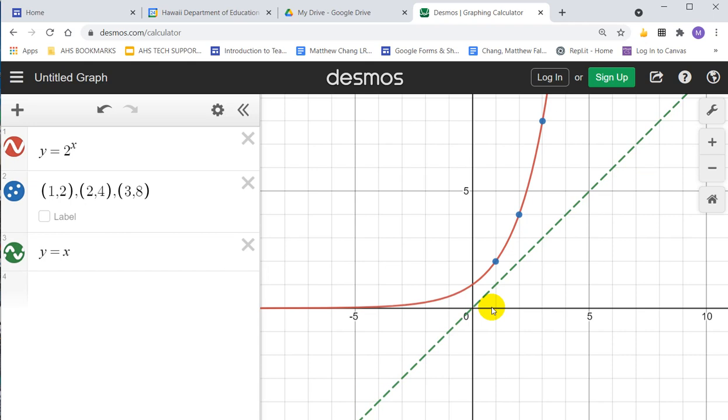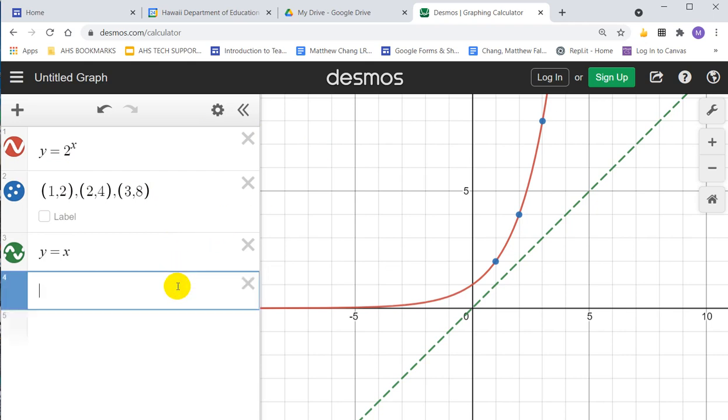So let's say what we want to do is find the inverse of this particular function. More specifically, you see these points here? We could go ahead and find the inverse of those points. And basically one way we can do that is, I don't know if you guys remember this, but we can swap the x and y values.